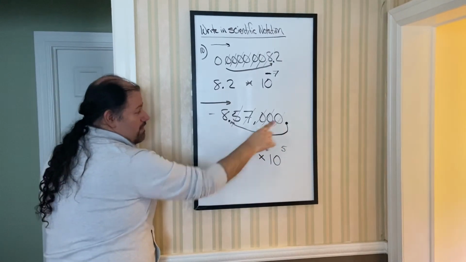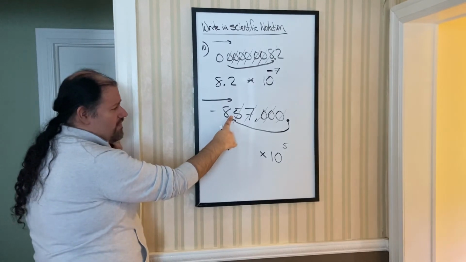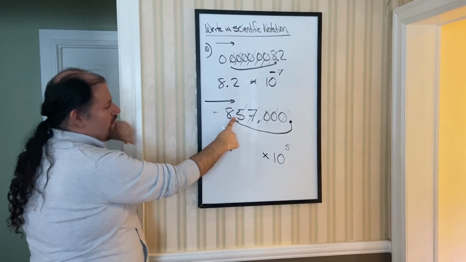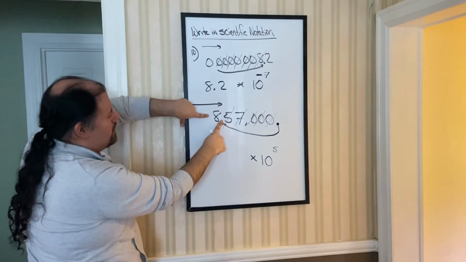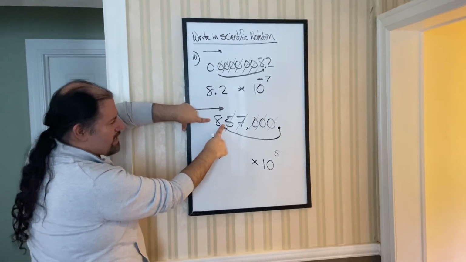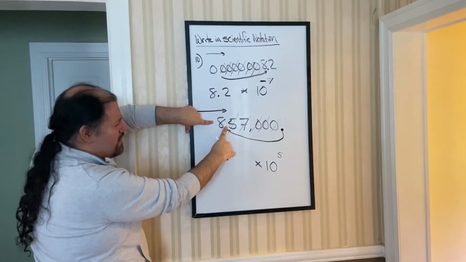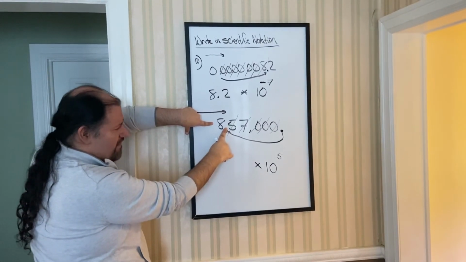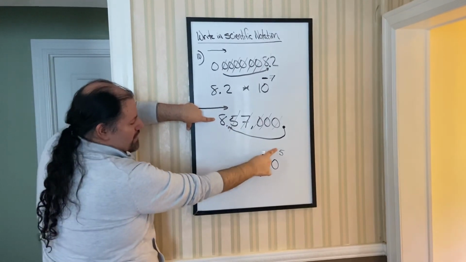Remember, the original number was negative 857,000. Now when we look for greater than 1 or less than 1, remember, we say ignore the negative sign in the original number. We only care about the magnitude. So 857,000, that's a large number. That's greater than 1. That's why it's positive.